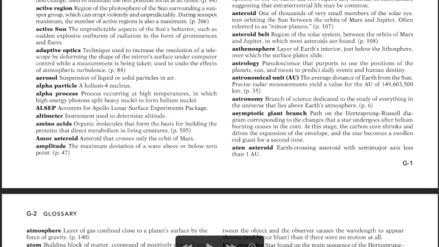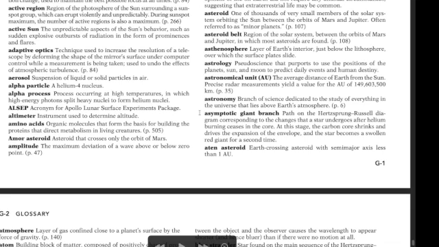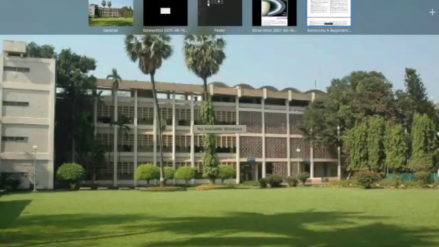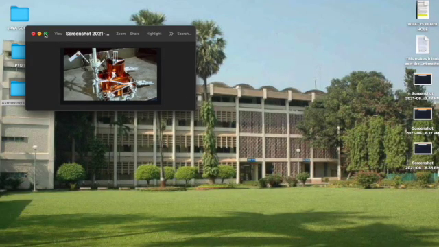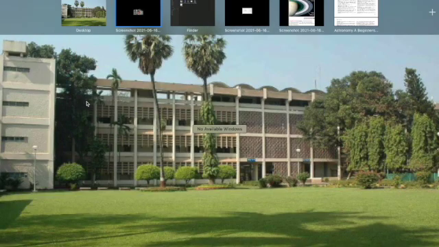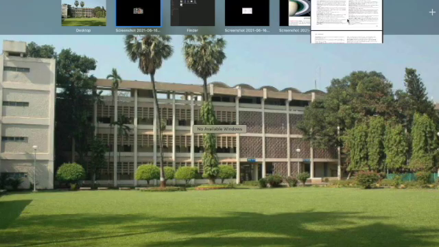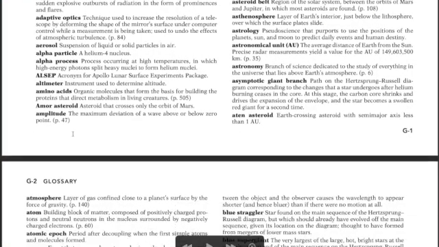Okay, nuclear fission. ALSEP, which is the Apollo Lunar Surface Experiment Package. Let me just show you. Yes, this is what we are talking about. This is ALSEP, the Lunar Experiment Package. Okay.